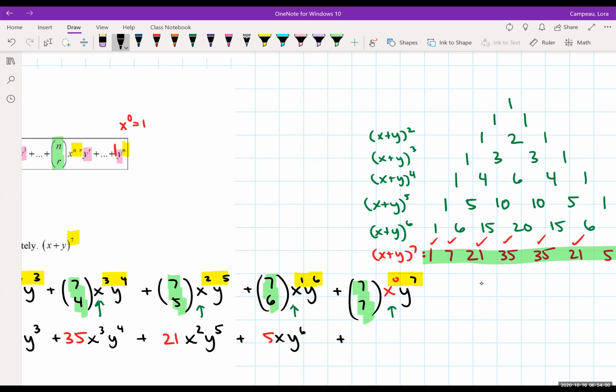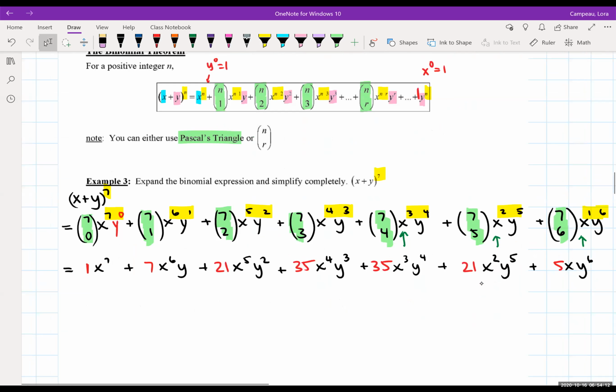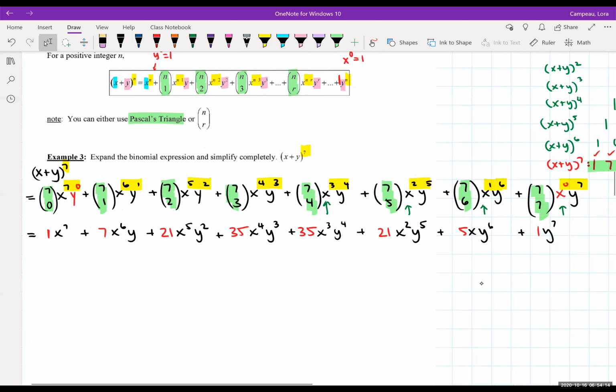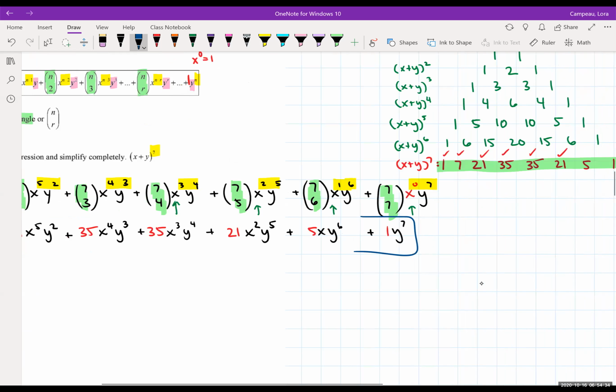And then finally, 7 choose 7 is a 1. And we don't write the x anymore. We just write the y to the 7th. And now, my friends, see if I can shrink it down in our viewing screen a little bit. I know it takes a little bit of horizontal work as far as the paper is concerned. You don't necessarily have to write the 1s in front of the x to the 7th or the y to the 7th. I just did that for purposes of showing what the 7 choose 0 and the 7 choose 7 were and how it relates to the Pascal's triangle.